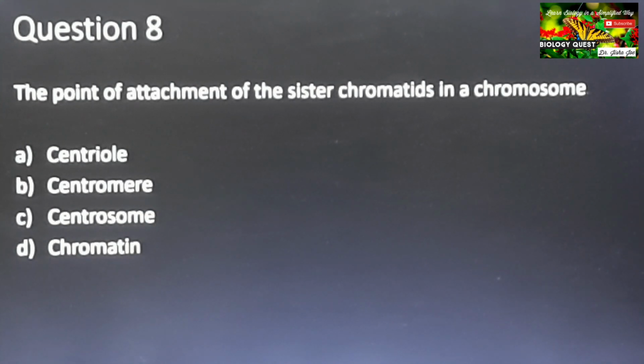Now option D, chromatin. We have already seen what chromatin is. So what is the correct answer? The point of attachment of the sister chromatids in a chromosome. Answer is option B, centromere.